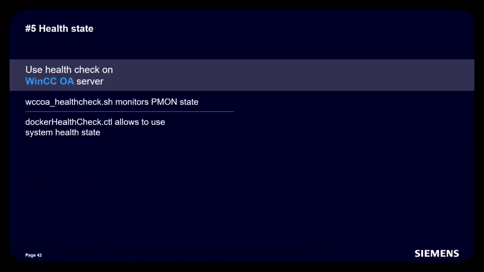The WinCCOA_healthcheck.sh script is executed regularly to monitor the state of the WinCC OA managers using PMON. Additionally, it evaluates the internal WinCC OA error state via the Docker health check.ctl script, ensuring the system remains below a defined threshold, e.g., fewer than 100 failure points, to be considered healthy.